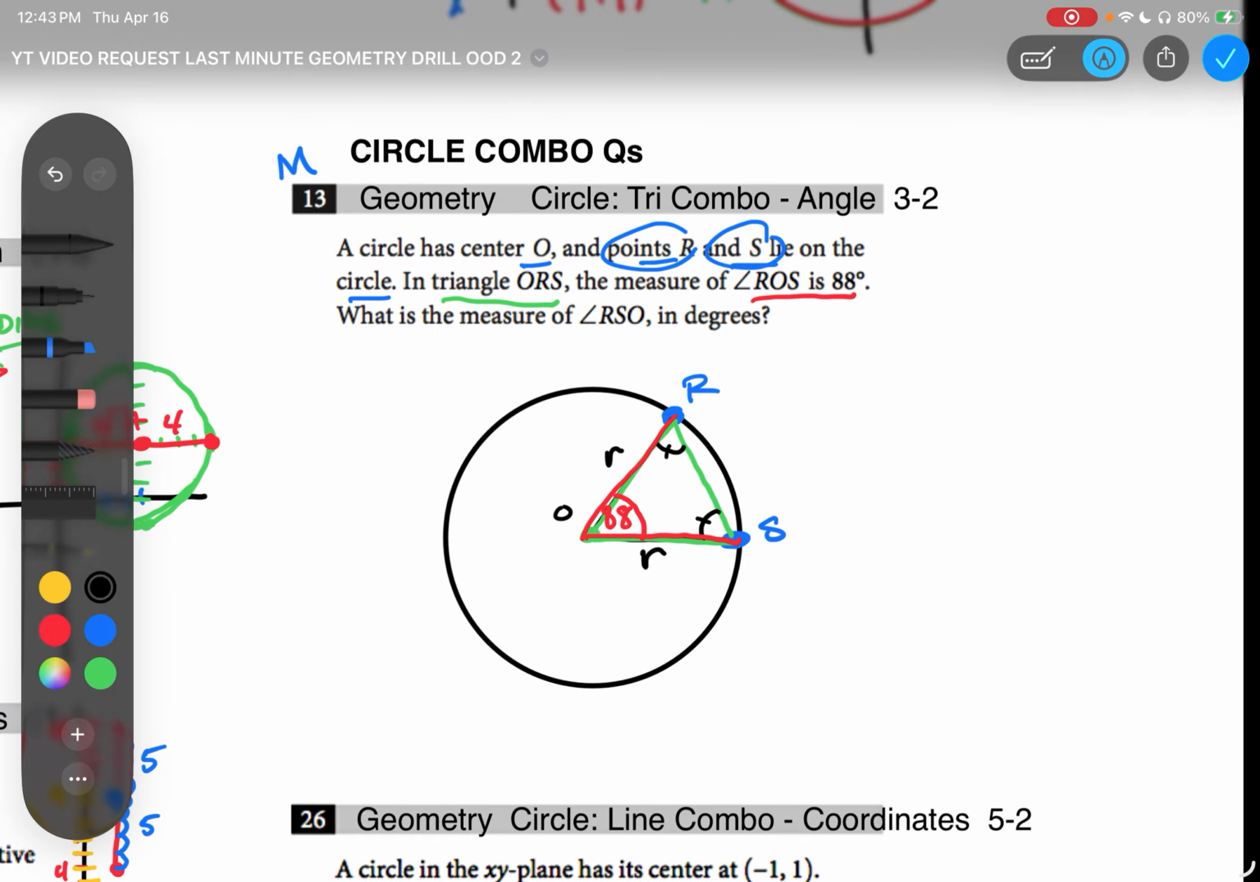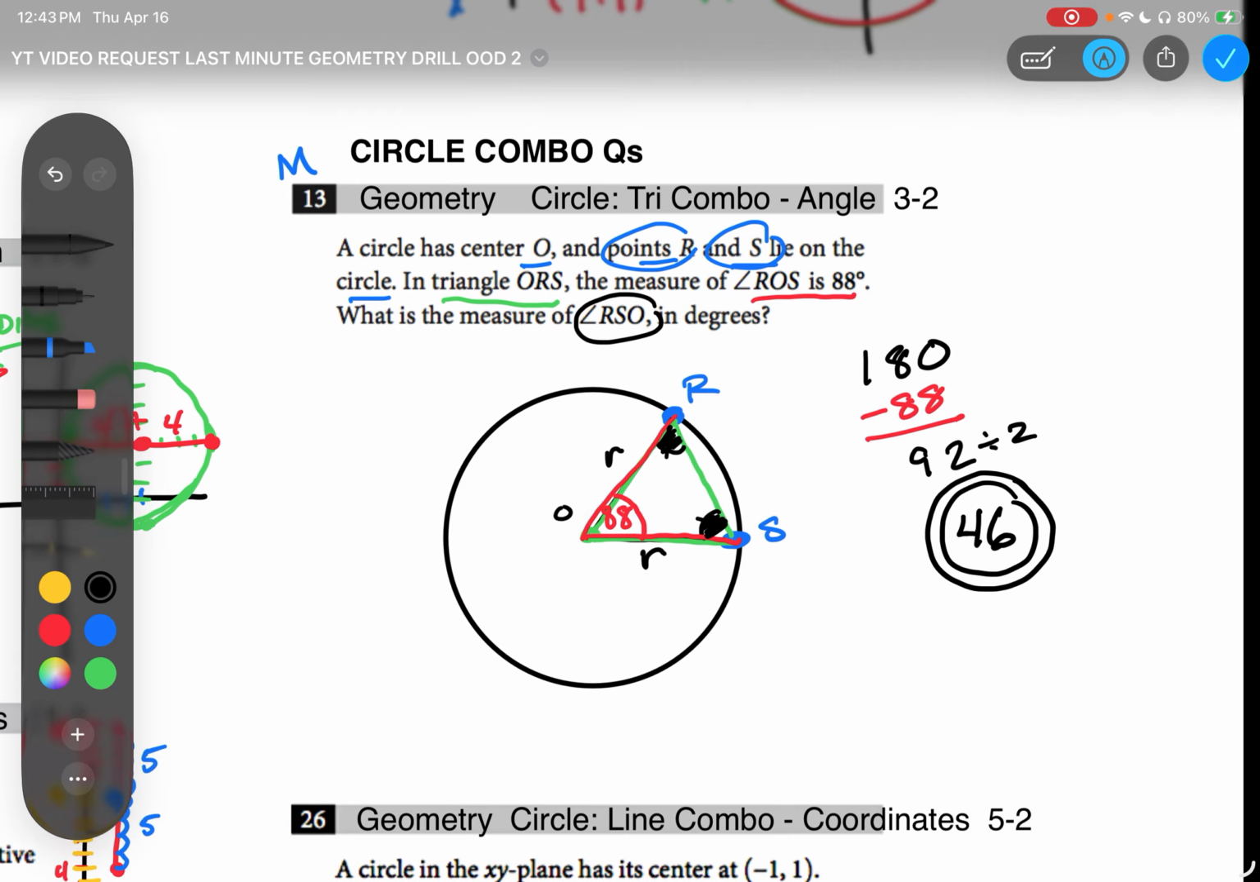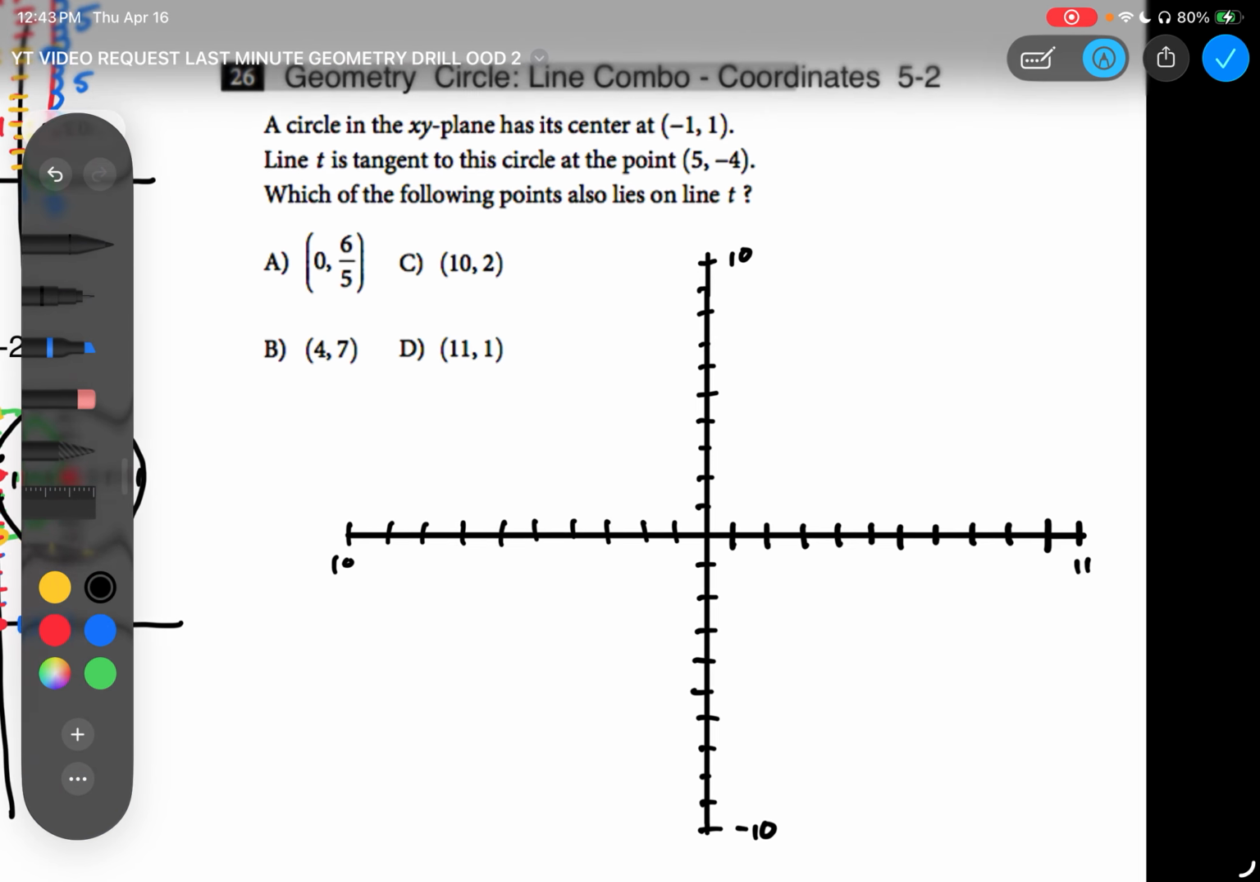So how many degrees do we have in any triangle? 180 degrees. They tell me that I've got an 88 degree angle ROS. Let's subtract 88 degrees. And what do we have left over? 10 minus 8 is 2. 17 minus 8 is 9. 92 degrees to be shared with this corner and this corner. So they have to be equal to each other, two equal sides, two equal angles. So what is 92 divided by 2? It equals 46. So angle R is 46 and angle S is also 46. But they want RSO. So RSO is all about the S angle, which has to be 46 degrees. Next and last question. Now, I pre-drew this, right?